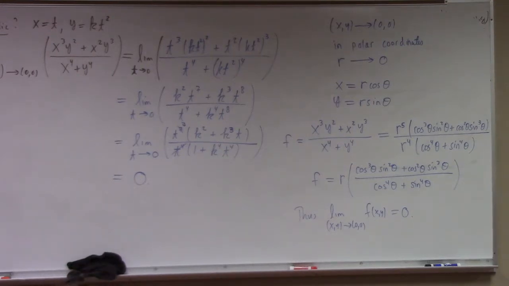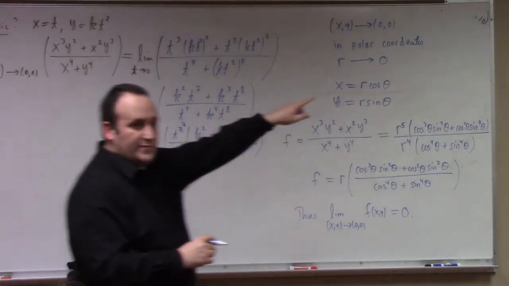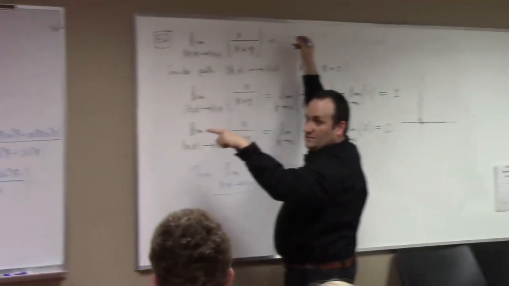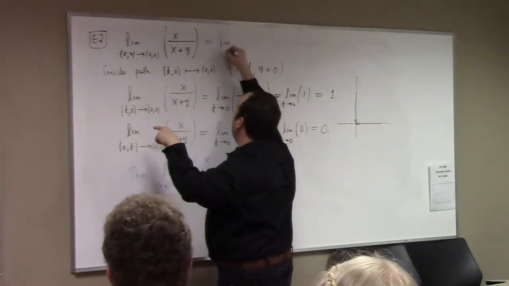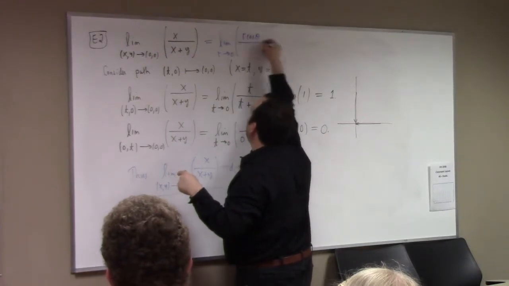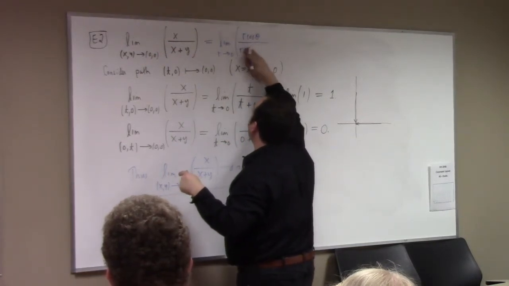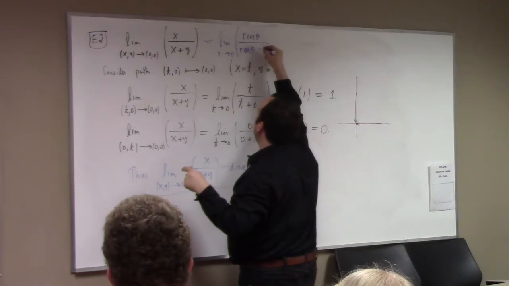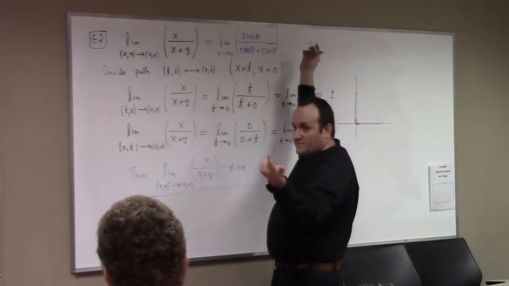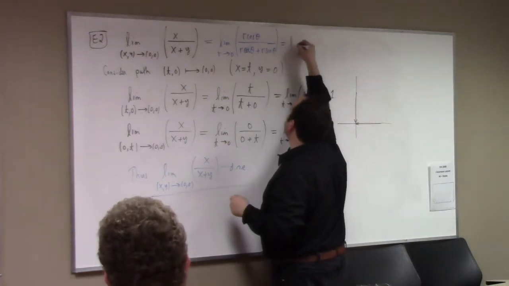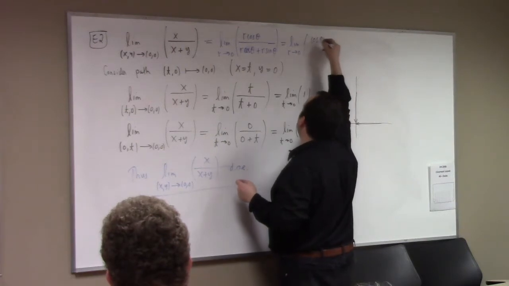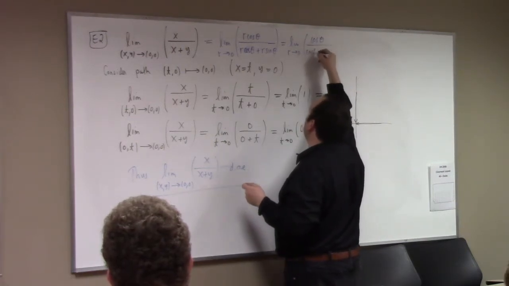Hey, what would have happened if we go back to this example? What happens if we try polar coordinates on this one? It's instructive. Try polar coordinates. The limit as r goes to 0 of r cosine theta over r sine theta, oh, r cosine theta plus r sine theta. Let's see how it would have gone differently. The r's cancel, right? Limit as r goes to 0 of cosine theta over cosine theta plus sine theta.